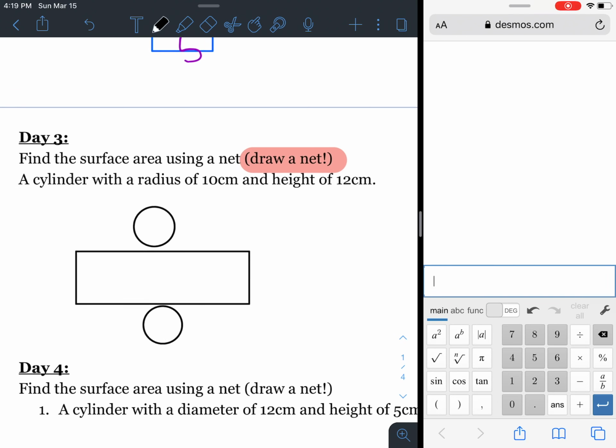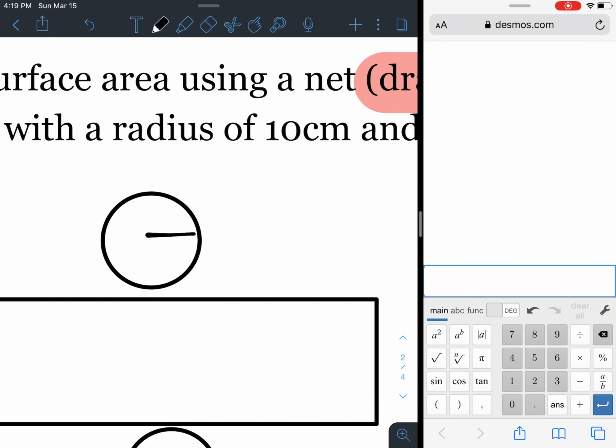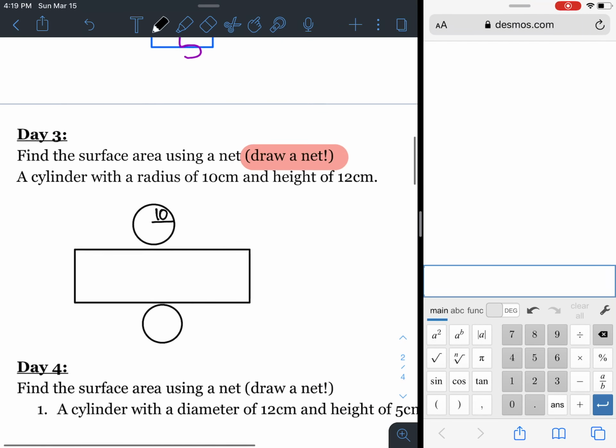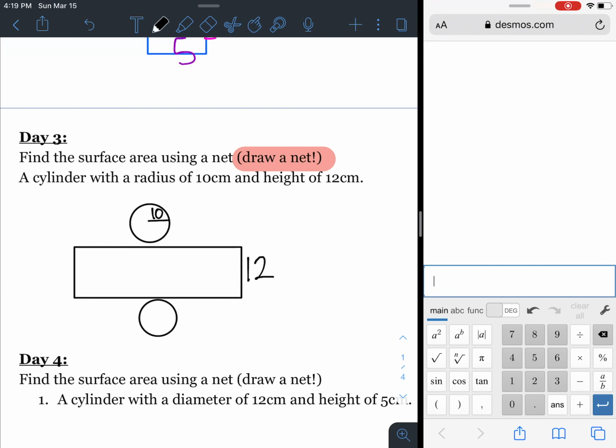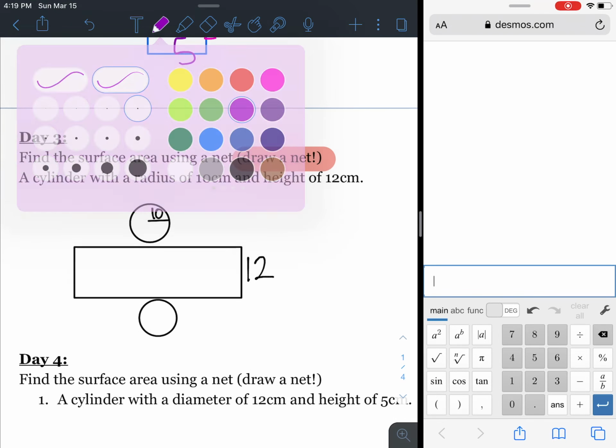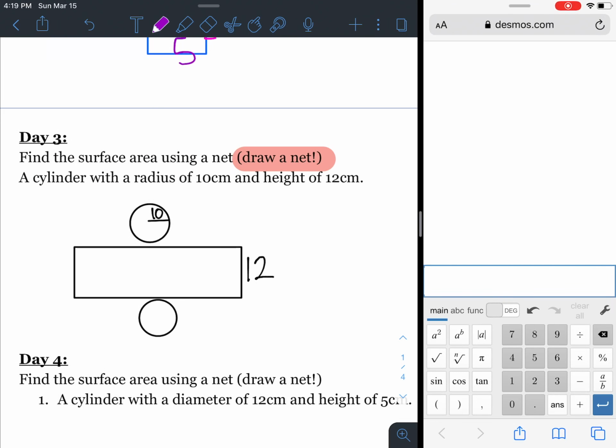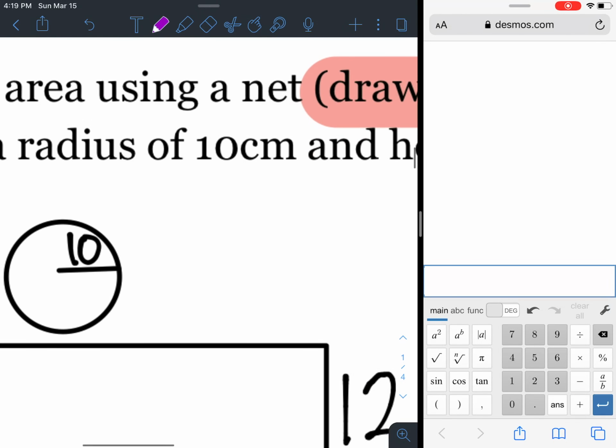Close enough. So it has a radius of 10. So that means halfway across the circle is 10. And then the height is 12. Same thing as with a prism. We're going to find the area of all of the shapes and add them together.